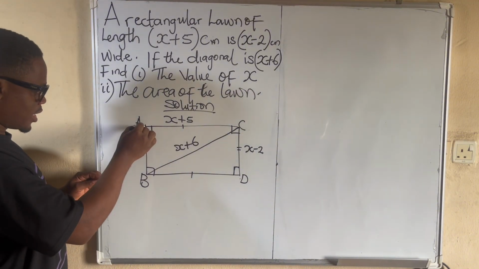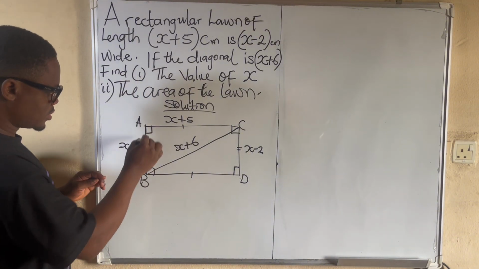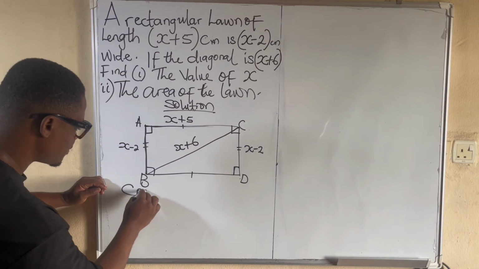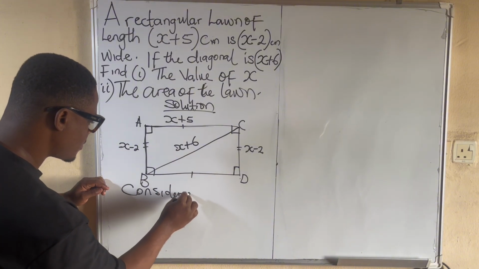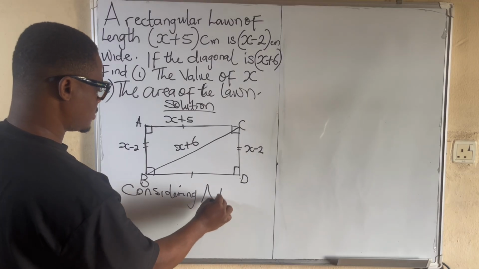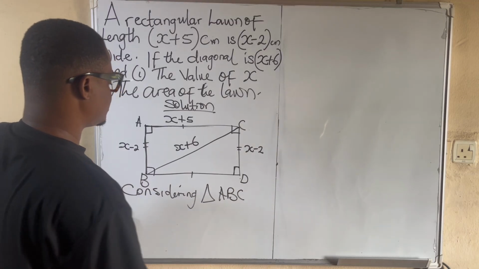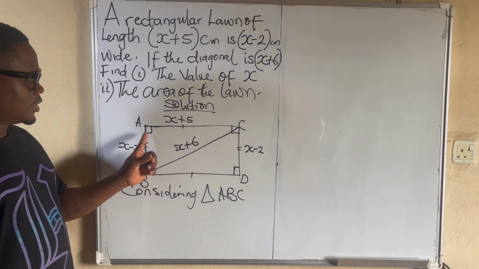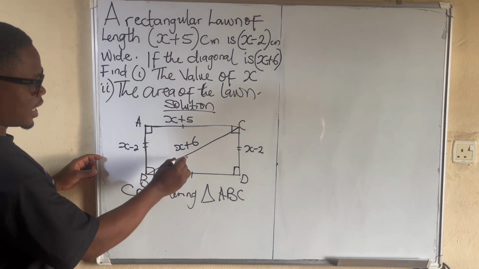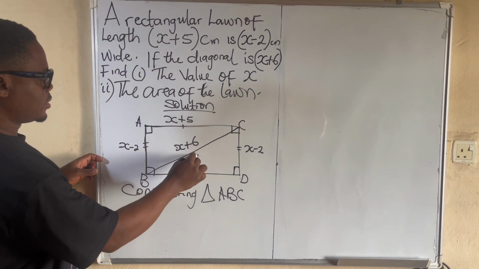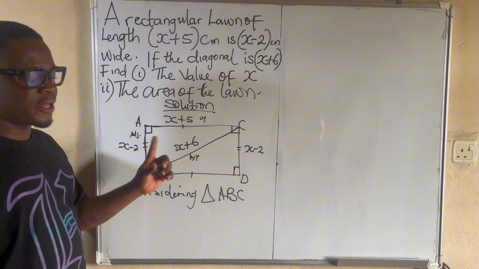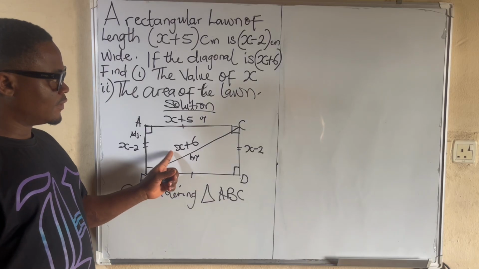So we can consider this triangle in order to get what we want. So considering triangle ABC, since we can call this a right angle triangle, here is the hypotenuse, here could be the opposite, and here is the adjacent. So we need to apply the Pythagoras theorem in order to get the value of x.